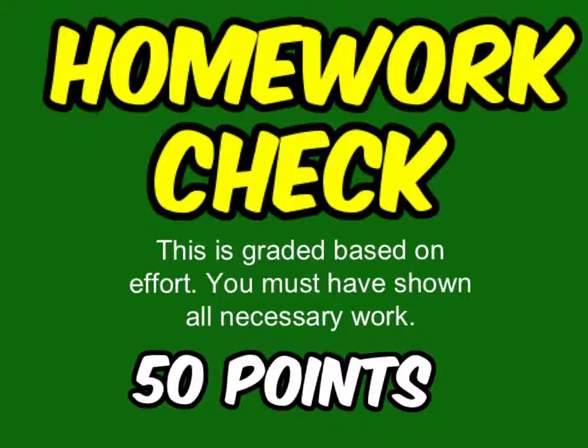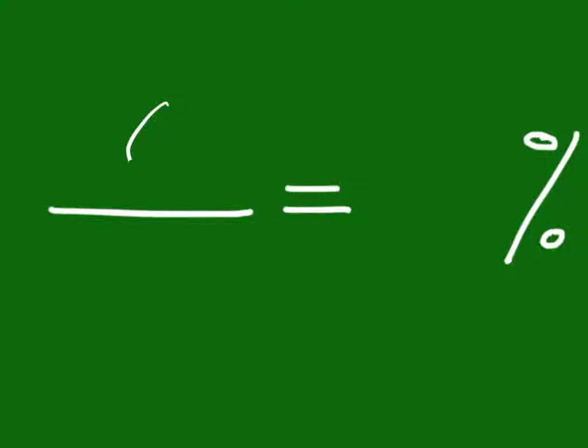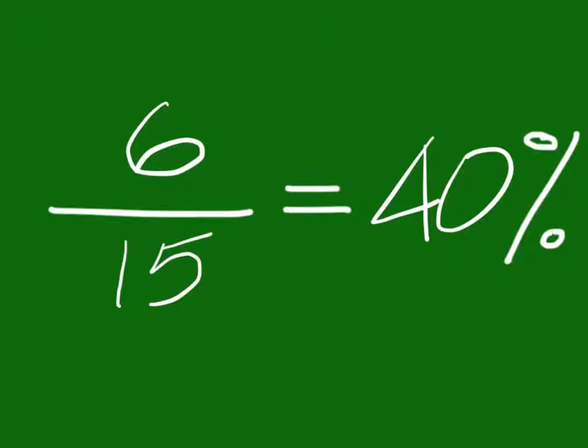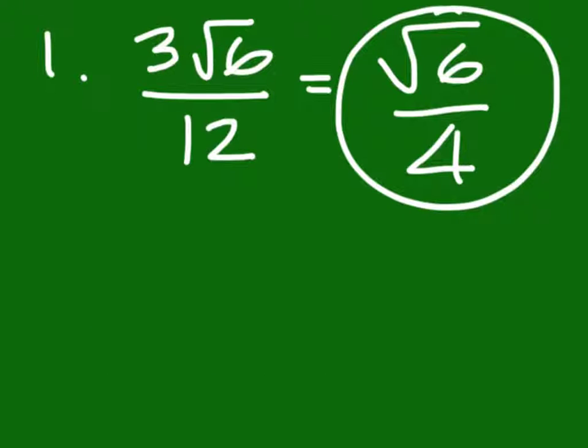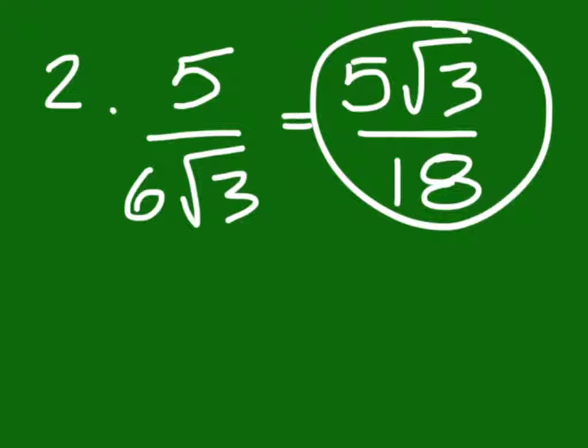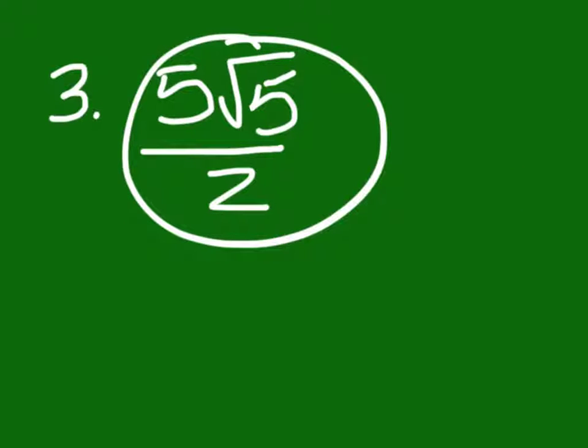Homework check. This was from Friday, 4/12. 6 out of 15, that would be the same as 2 out of 5, which is 40%. Here are the homework answers. Check what you have. Number 1 is square root of 6 over 4. 2 is 5 square root of 3 over 18. 3 is 5 square root of 5 over 2.